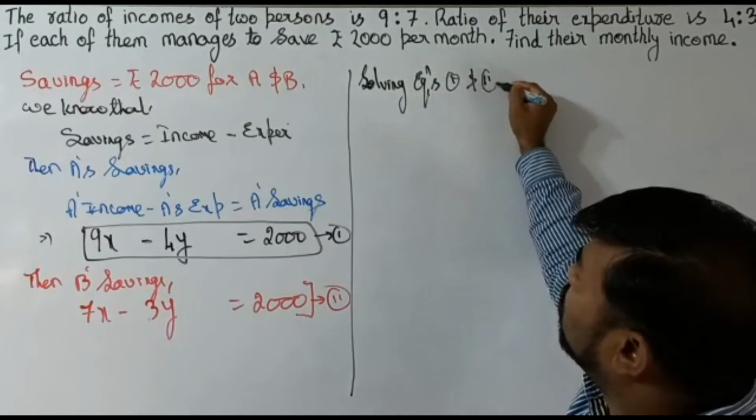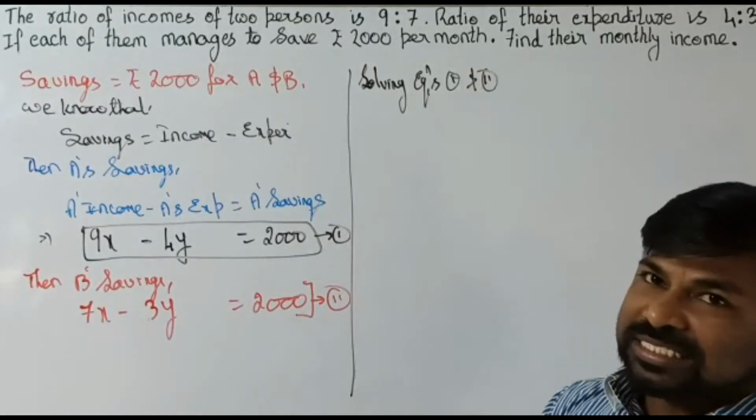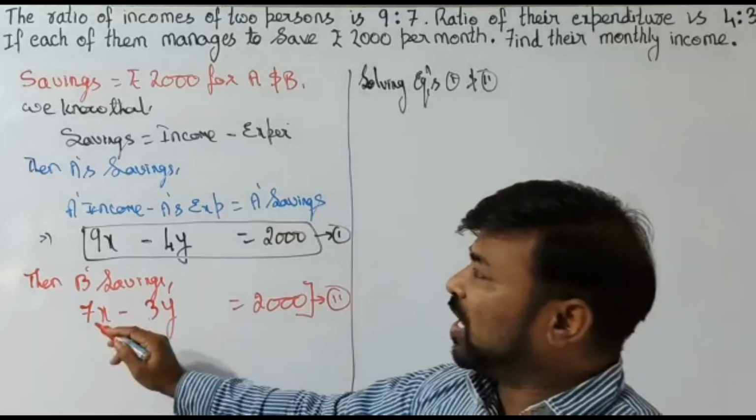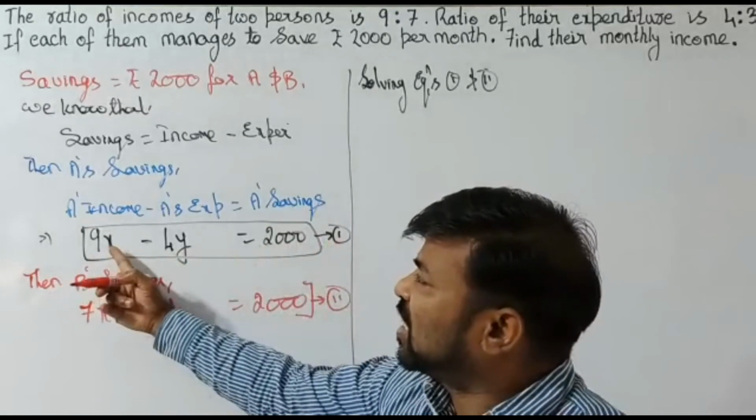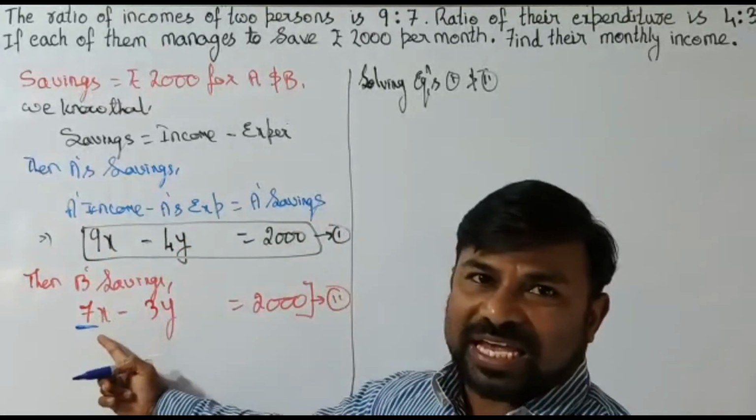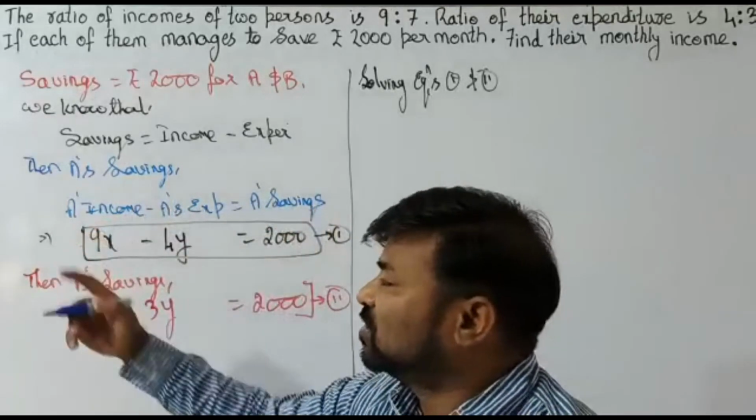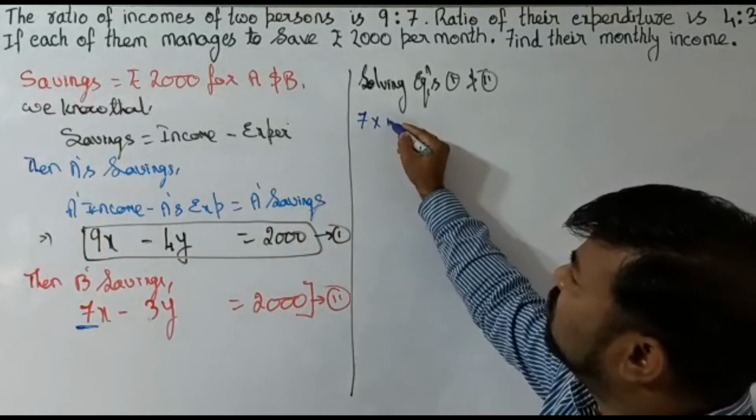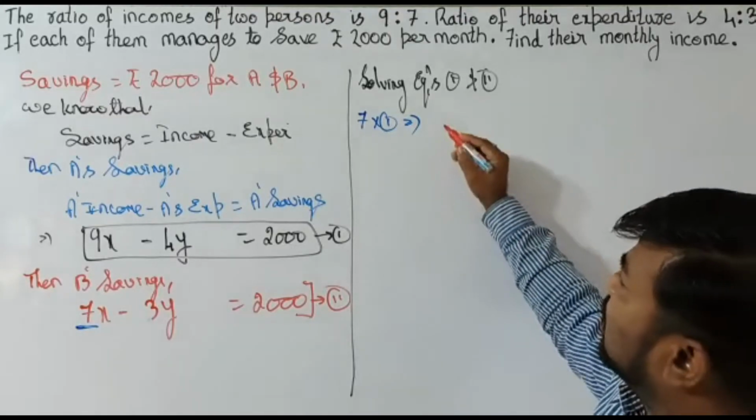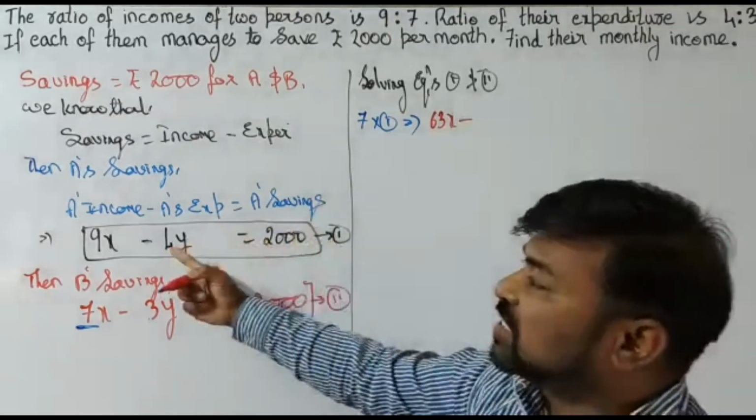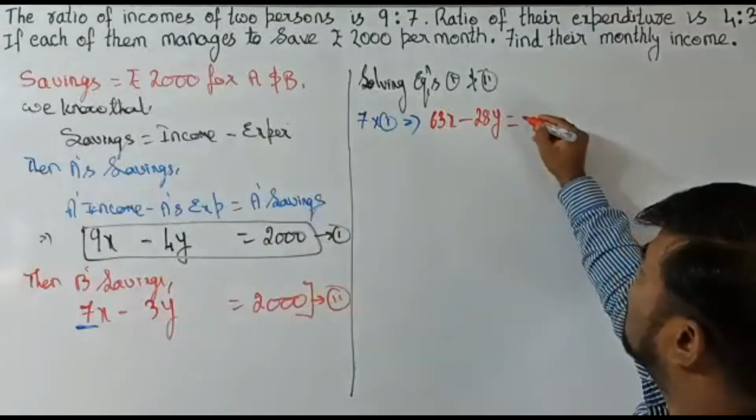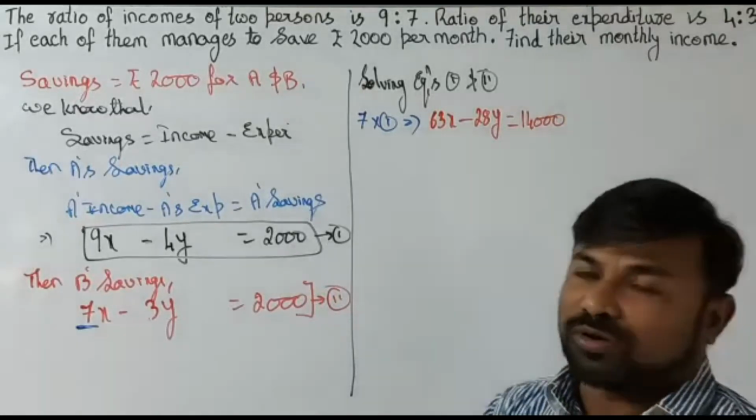Right, 1 and 2. But we know when we are using the elimination method, the easiest way, what I have chosen, 7 and 7 and 3. The first equation is 9x minus 4y equal to 2000. I am taking the coefficient of x here and multiplying it to the entire first equation. That is 7 into equation 1. So what I am getting there is 63x minus 28y equals 14,000. This is what we are getting.